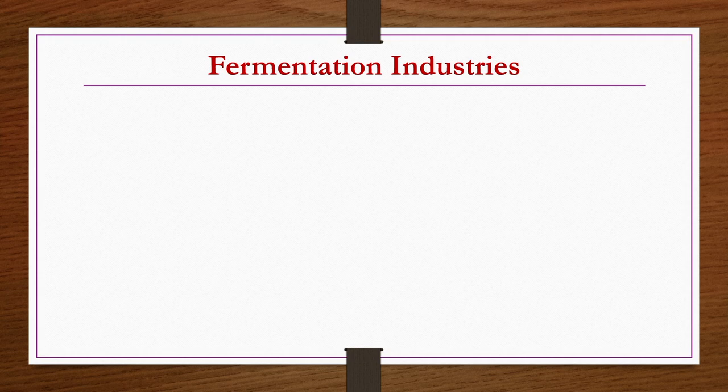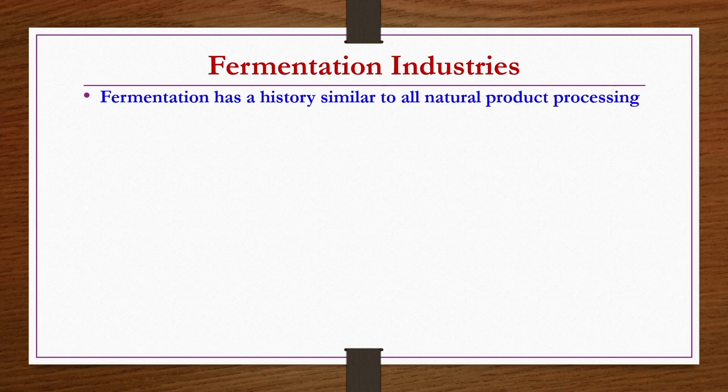In the last couple of weeks, we have been discussing different types of natural product industries, like oils and fats industries, soap manufacturing process, and sugar and starch industries, etc. All of them are natural product processing industries only, and fermentation also has a similar history. For example, the curd that you make from milk using a bacteria is also part of fermentation. It is occurring because of fermentation only, right?